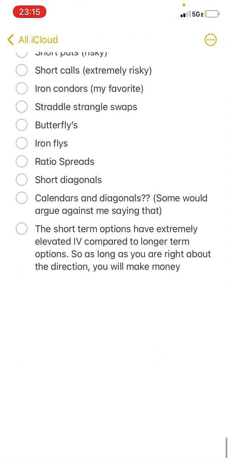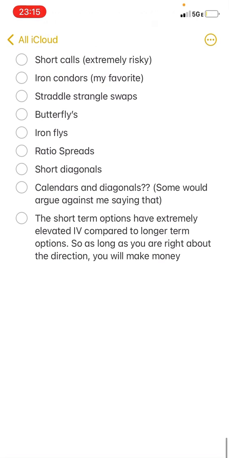So again, short calls, extremely risky. I don't recommend selling naked calls ever, ever, ever. It's just way too risky. You just never know what's going to happen.